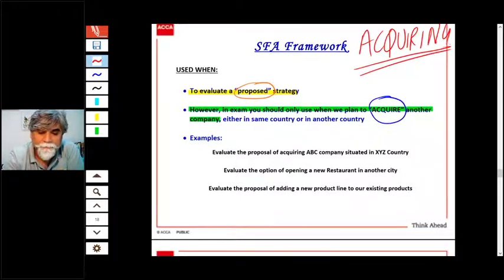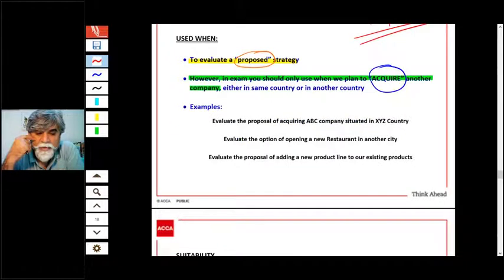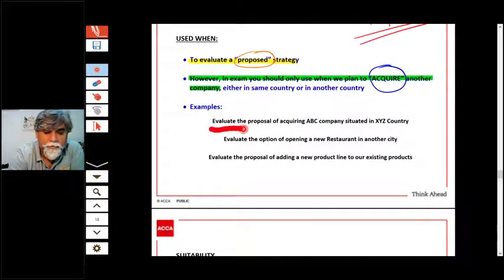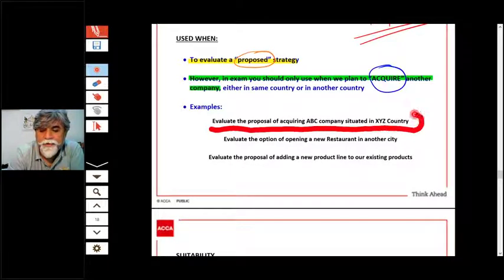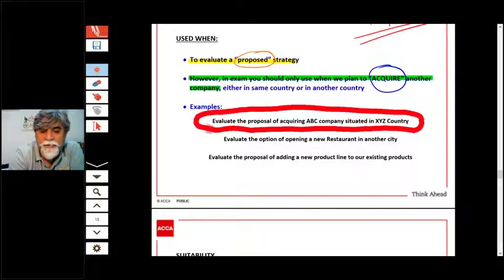Let me give 3 examples. The first one: evaluate the proposal of acquiring ABC company situated in XYZ country. Would you use SFA here in your paper, or would you use a general pros and cons approach? Please type.